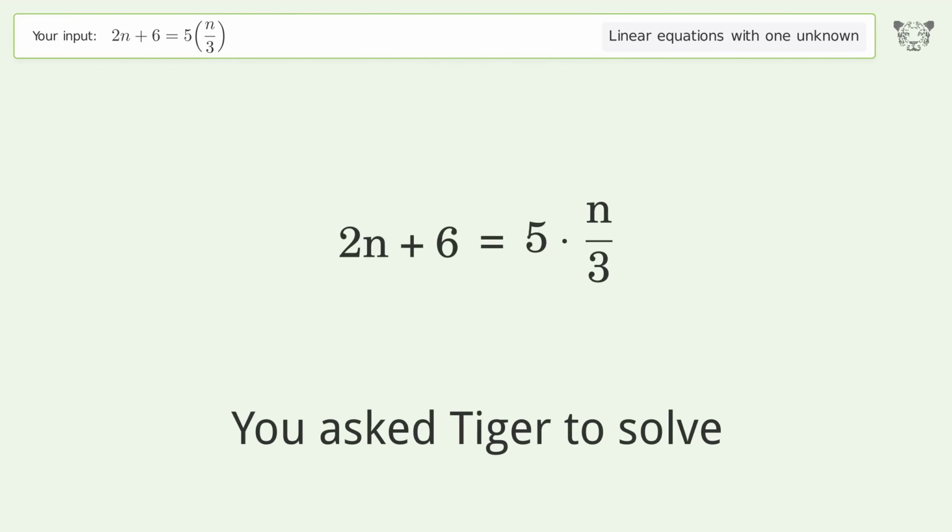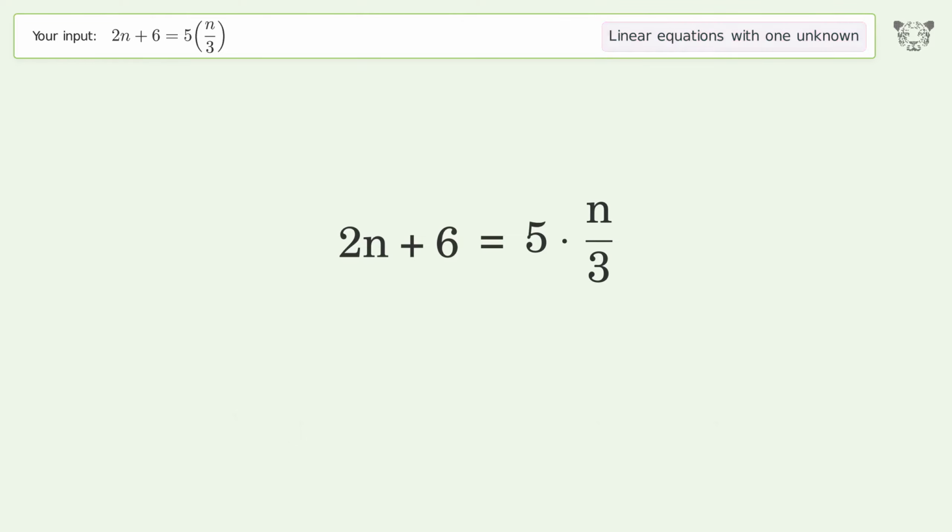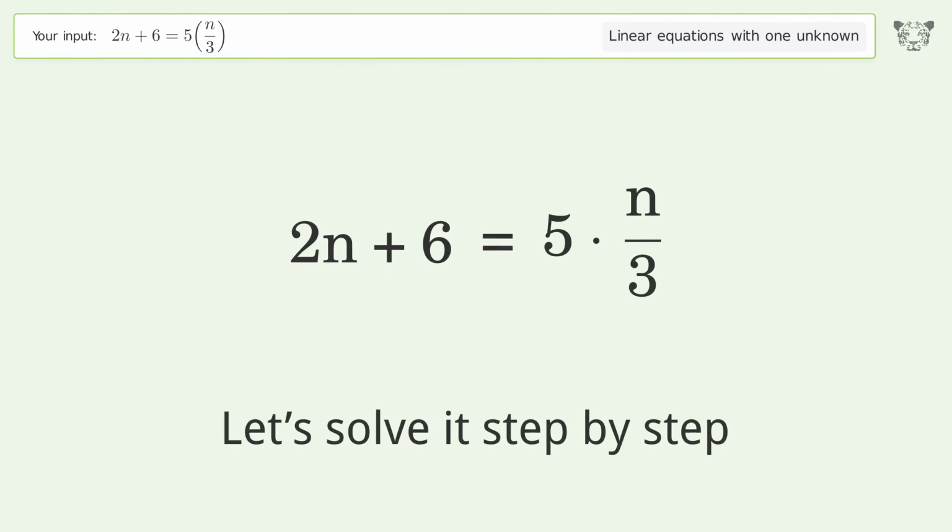You ask Tiger to solve. This deals with linear equations with one unknown. The final result is n equals -18. Let's solve it step by step.